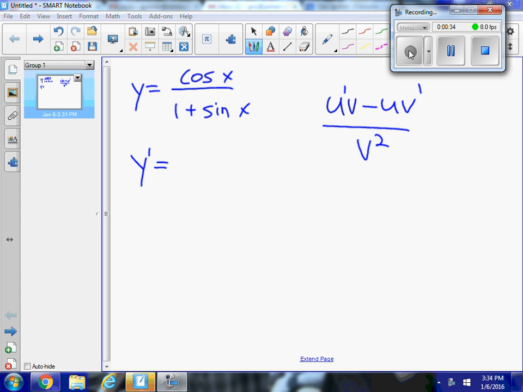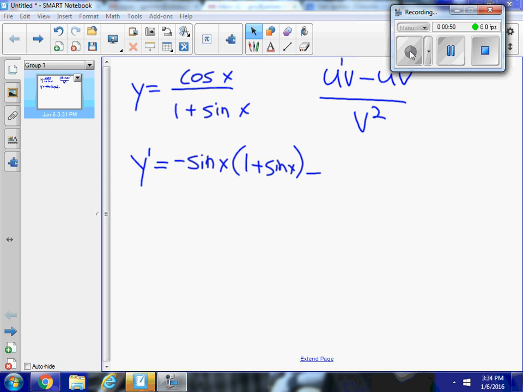Well, u is cosine x, so the derivative of cosine x is negative sine x. And that's times v, which is 1 plus sine x. And that's subtracting from that, put that up out of our way a little bit.